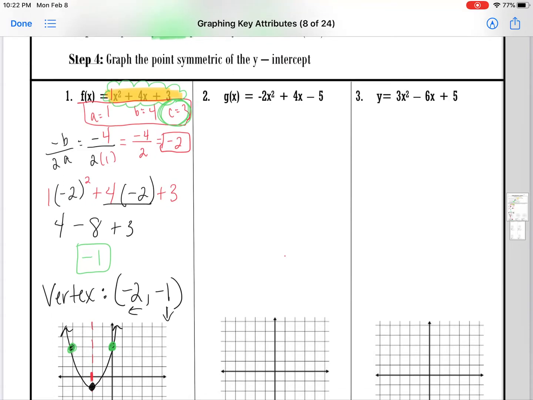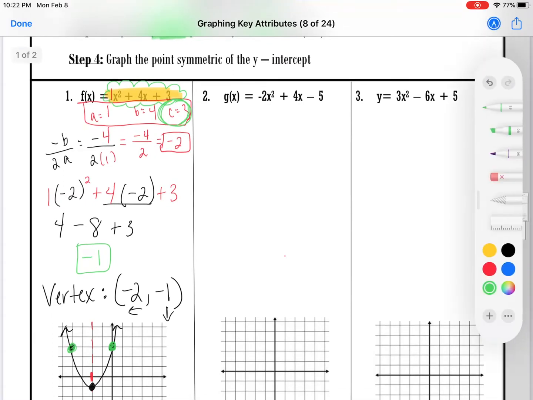Okay, let's move to number 2. So number 2, it says step 1, label A equals, B equals, C equals. A is the number with the x squared. It's a negative 2. B is the number with the x. It's a 4. C is the number in the back. It's a negative 5. So step 1, I labeled my A, my B, and my C.